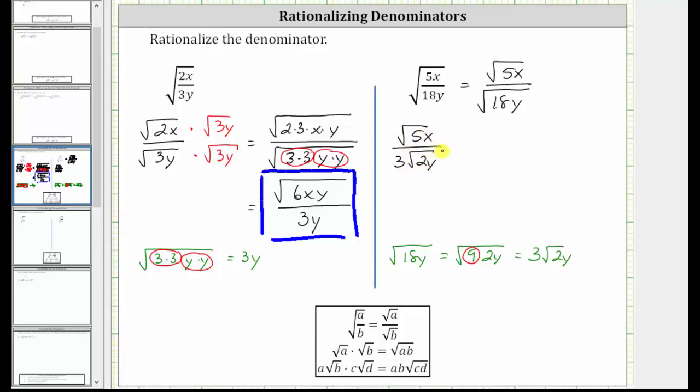And now let's focus on rationalizing the denominator. And again, we should be thinking if we had 2 factors of 2 and 2 factors of y under the square root would simplify perfectly, and the denominator would be rationalized. So for this example, we multiply the numerator and denominator by the square root of 2y.